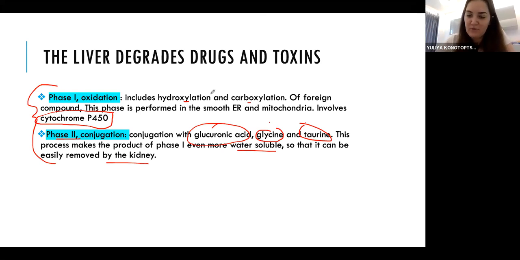So the liver has a very important job for that, right? Phase one, oxidation; phase two, conjugation. Through these two phases, you're getting rid of the drugs and toxins.